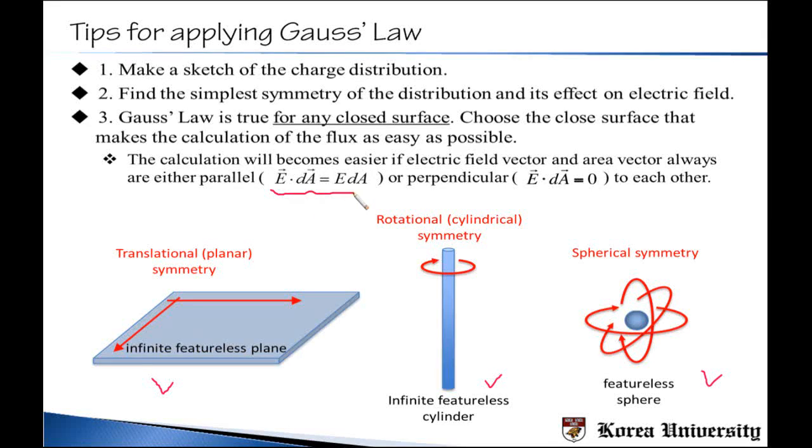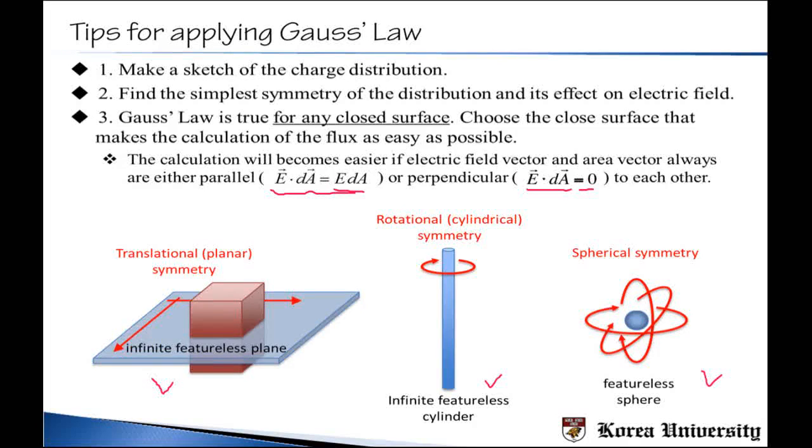One is the case when these two vectors are parallel, then you don't have to worry about vectors. It now becomes simply a scalar because their angle is 0. And the other case is if the angle is 90 degrees, then their dot product becomes 0. And then you will see how easy the calculation becomes, right?